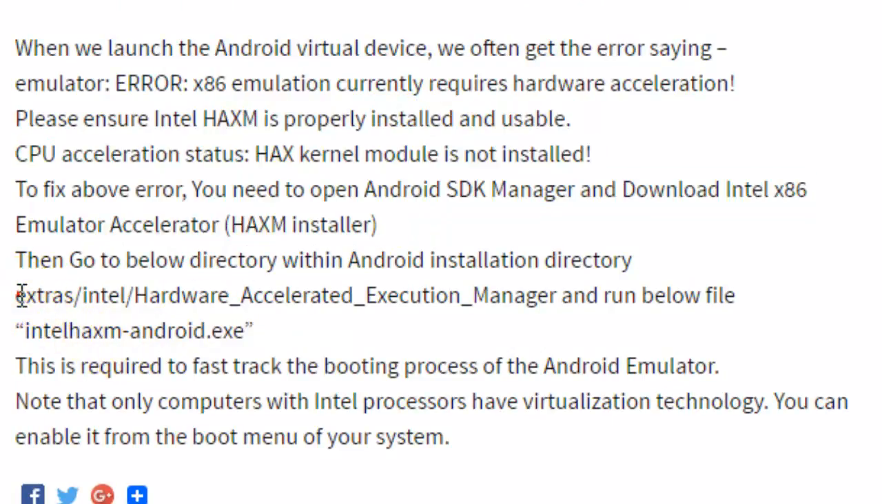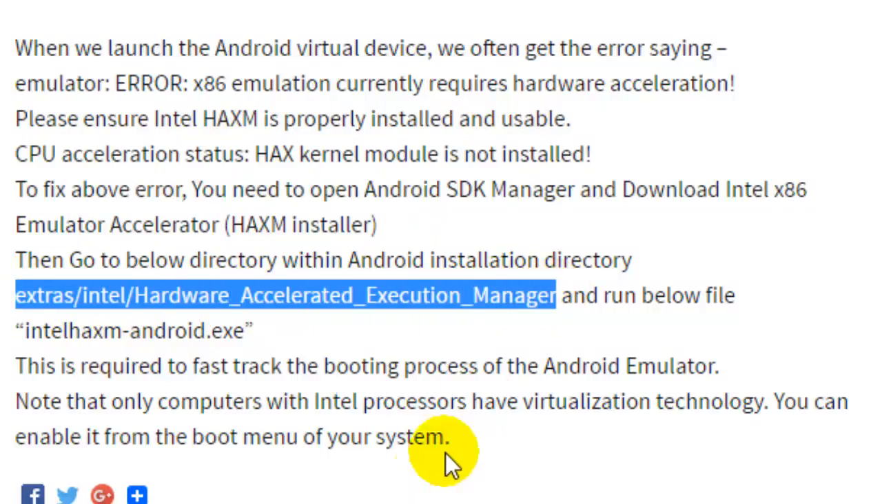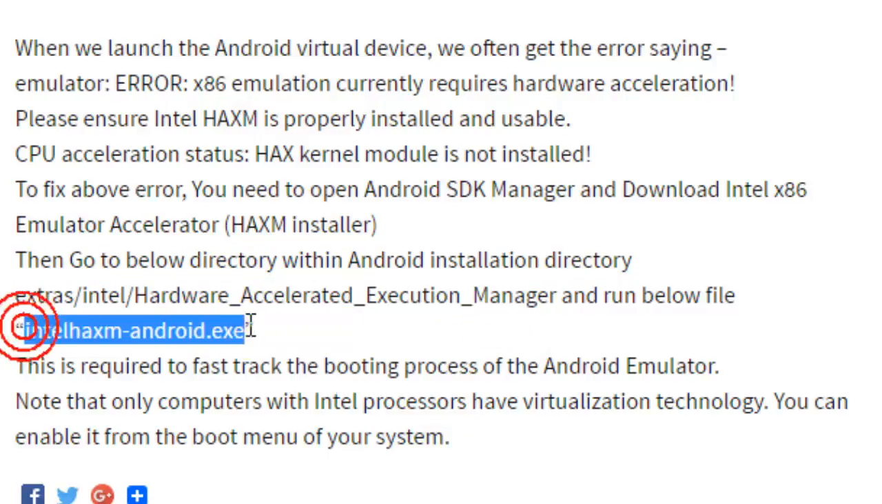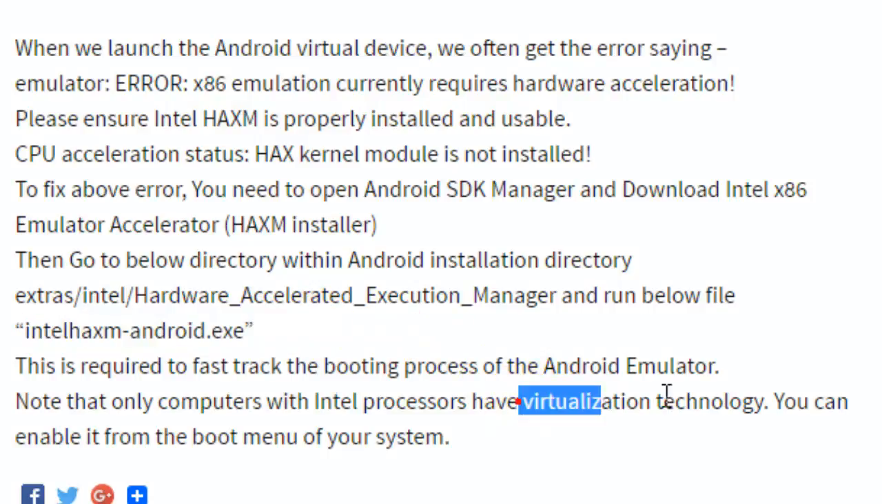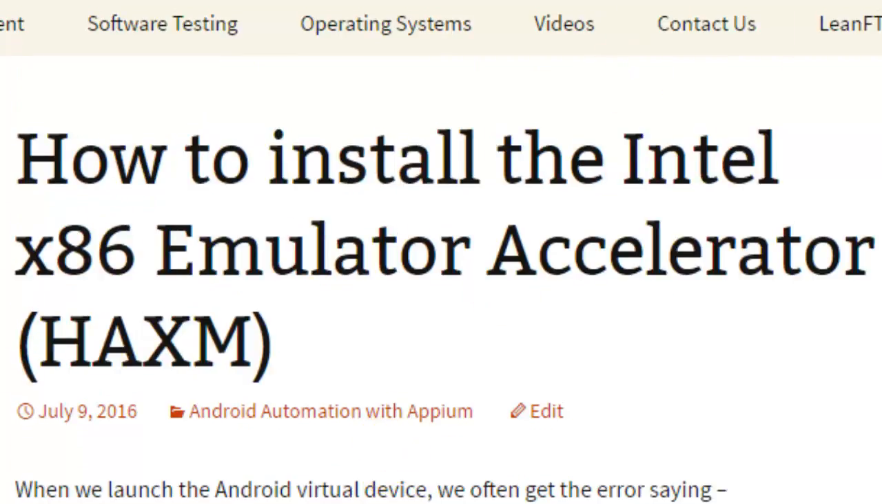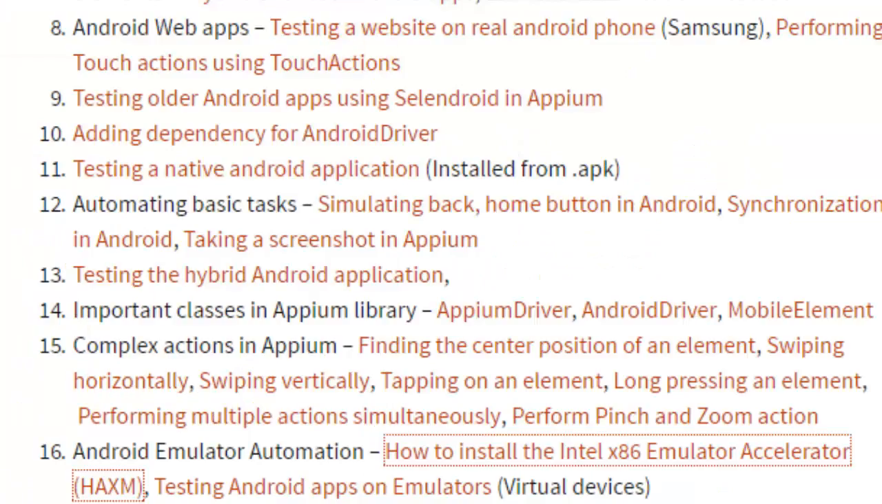Once you download it, you have to go to this particular directory in the Android SDK installation directory: extras, Intel, Hardware Accelerated Execution Manager, and there you will find the file haxm-android.exe. Just double click on that, and it will install Intel HAXM, which actually speeds up the booting process of the Android emulator. You also need to ensure that virtualization technology is enabled, and this option is usually found in the boot menu. So ensure that virtualization technology is enabled on your computer. This is required if you want to really speed up the process of automation on Android emulators.